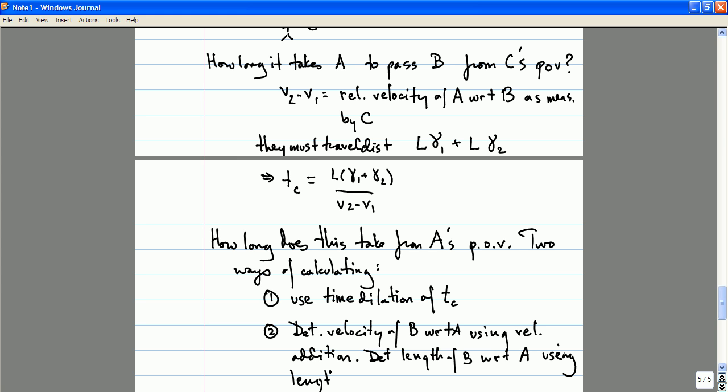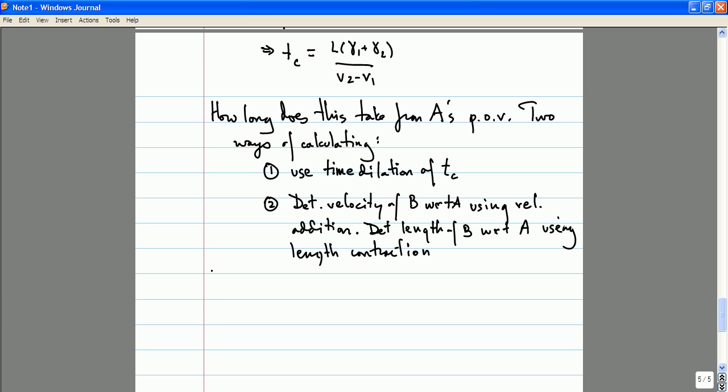And then I could take their ratio in order to determine the amount of time it would take from A's point of view. So you can see there are two different ways of doing the calculation. One uses time dilation, one uses velocity addition plus length contraction. And, of course, these two different ways of doing the calculation should give you the same answer.